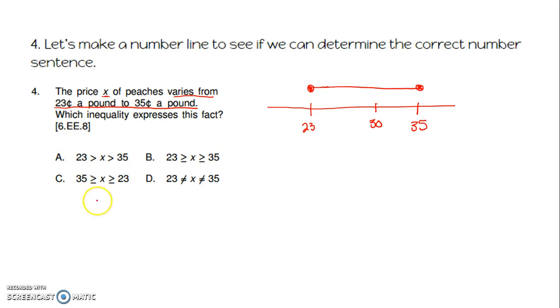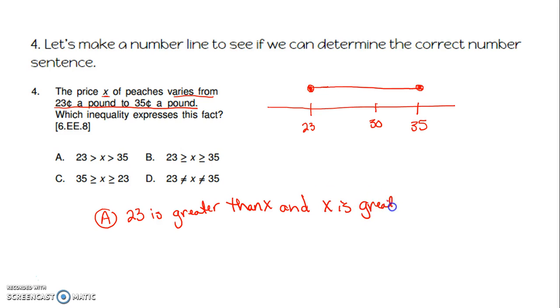Well, that first letter A actually says 23 is greater than X. And it also says X is greater than 35. Well, that's not even possible. For 23 to be bigger than a number and that number to be bigger than 35 doesn't actually make any sense at all. But if it said 23 was greater than X, it would mean the X values would be here below 23. So A doesn't even have a shot, and that sentence doesn't even make sense.